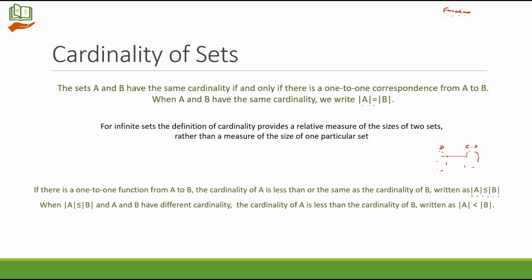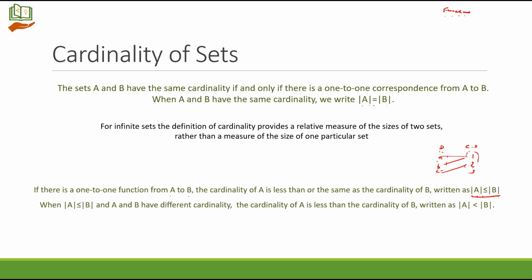We can have A, B, C here and 1, 2, 3 here. A and B can map to 1, C can map to 2. In this case, there is a possibility of the codomain having more elements compared to the domain. That's why they say when there is a one-to-one function from A to B, the cardinality of A will be less than or the same as the cardinality of B. That is what is given by this notation.